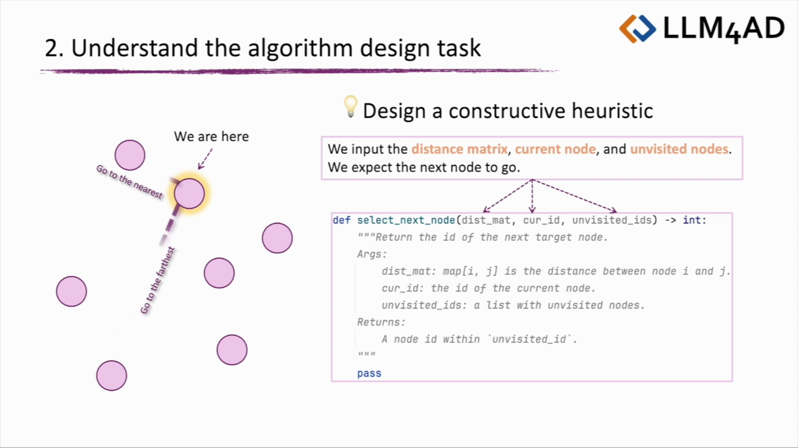To make this work, the code of the algorithm takes at least three inputs. The first one is a distance matrix, which tells us the distance between cities. The second one is the ID of the current city. And the third one is a list of unvisited cities, so we know where we can go next. The output of the function simply returns the ID of the next city to visit. Once we have the input and output of the algorithm, we can get help from the LLM4AD platform to design a better select next node algorithm.